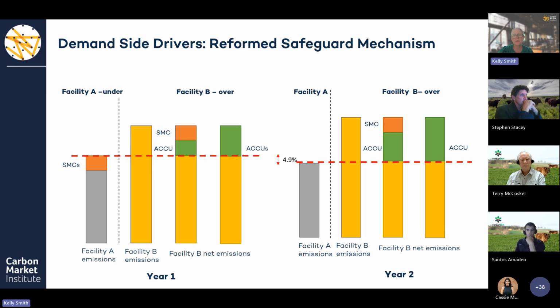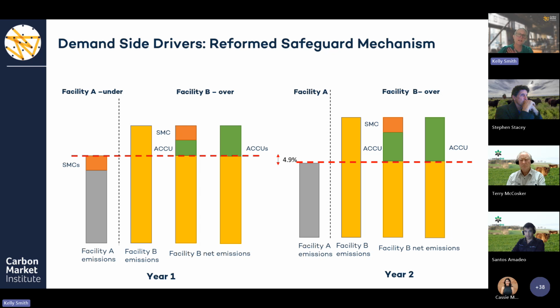But as I've drawn it here, they can sit on their hands just for the moment, but next year is going to look pretty rough. And here we've got poor old facility B, who is even further over their baseline and needs to buy carbon credits, whether it be ACCUs or SMCs, to bring their net position back to the limit.